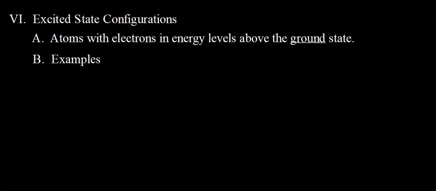All right, we got a short video here, just a couple things to go over. First thing is excited state configurations. Remember, excited atoms are atoms that have one or more electrons in energy levels above the ground state.